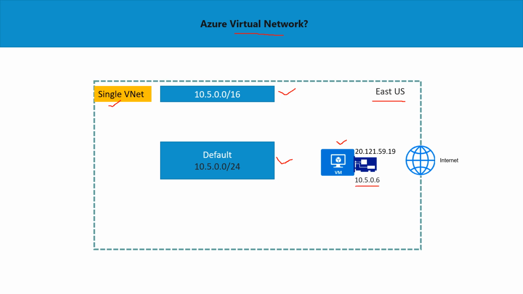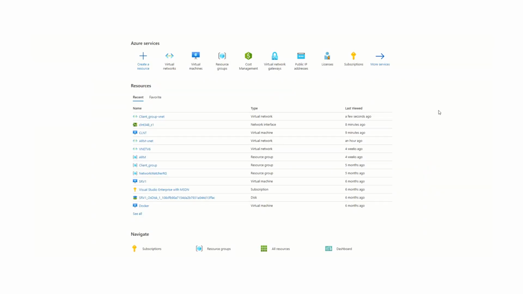10.5.0.6, and that interface will have one public IP address 20.121.59.195. We will test our internet connectivity without having the NAT gateway or any sort of load balancer. Let's take a look at the resources and the virtual network I talked about.